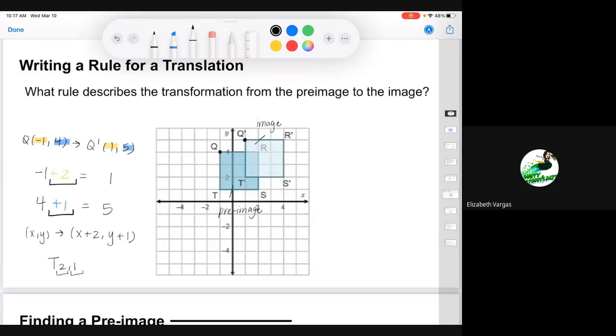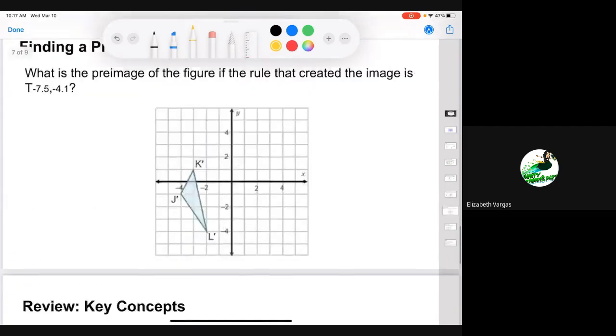And you can also see this directly. Our y tells us how we move up and down. We move 1 unit up. Our x tells us how we move left and right. We move 2 units to the right. Up is a positive, and to the right is a positive. So that's another way to go about doing it. Okay? Any questions? Questions, concerns? And we'll look at some more examples later on.